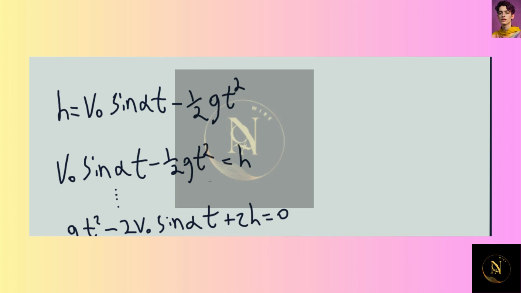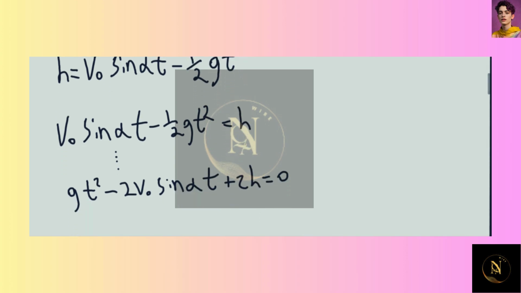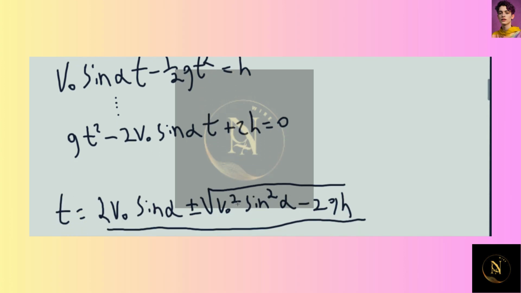So we continue this and we simplify this, and we end up with gt squared minus 2 v naught times sine of alpha t plus 2h is equal to 0. And then we just solve this quadratic, right? We end up here with a quadratic equation, so we can solve this quadratic for t.